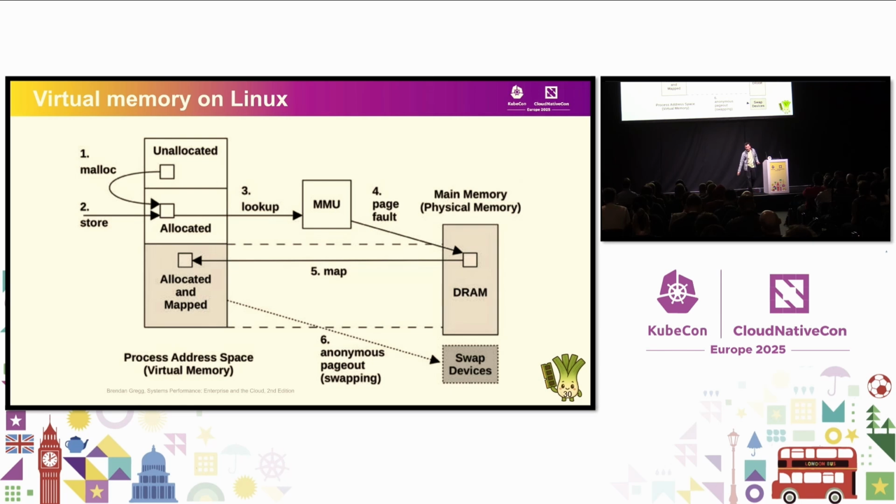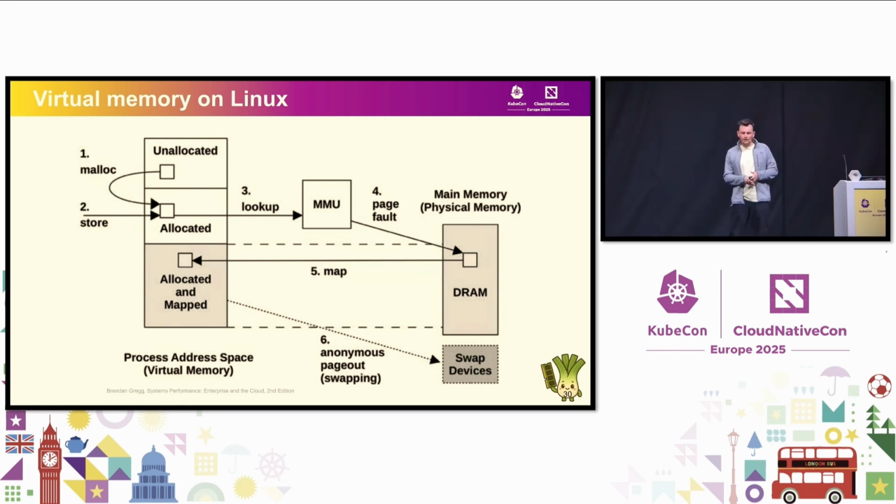So I borrowed this diagram from Brendan Gregg's Systems Performance book. Very nice book. And I will try to explain a little bit further this concept of virtual and main memory. Try to bear with me.